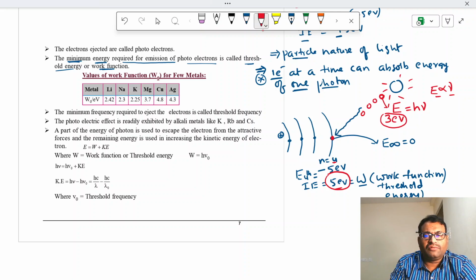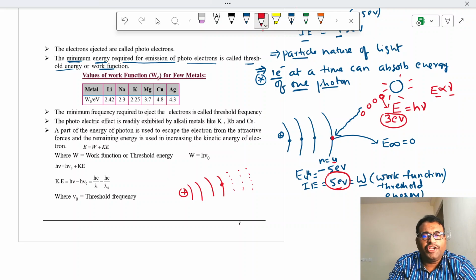So won't this electron absorb that 3 electron volts? Yes, it absorbs the photon, but it does not go to infinite distance. It jumps to an excited state. Again, it releases the same amount of energy and comes back to its original state. That is what happens. It will absorb that 3 electron volts.